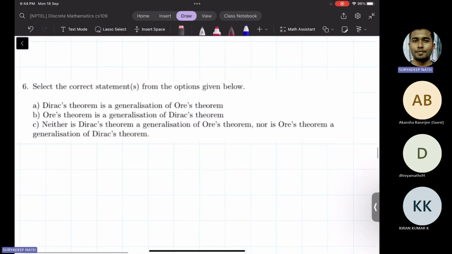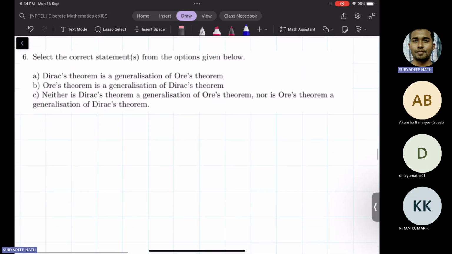Select the correct statements from the option given below. Dirac's theorem is a generalization of Ore's theorem. Ore's theorem is a generalization of Dirac's theorem, and neither Dirac's theorem is a generalization of Ore's theorem, nor is Ore's theorem a generalization of Dirac's theorem. So, like I mentioned, let us recall what is Dirac's theorem.